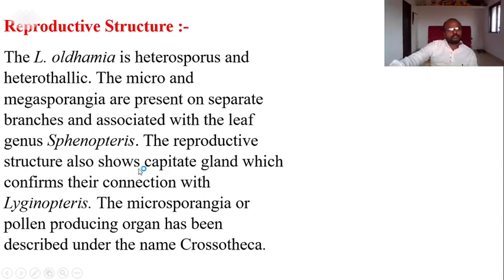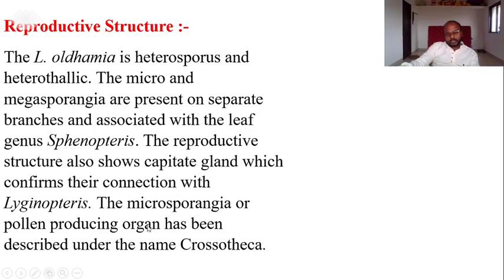The reproductive structure of Lyginopteris. Lyginopteris oldhamia is heterosporous and heterothallic. Heterosporous means micro and megaspores are present. Heterothallic means the microsporangium bearing organ and the megasporangium bearing organ are both present on separate branches, therefore it is called heterothallic. The micro and megasporangia are present on separate branches and are always associated with the Sphenopteris leaf. The reproductive structure also shows the capitate gland, which confirms their connection with Lyginopteris.